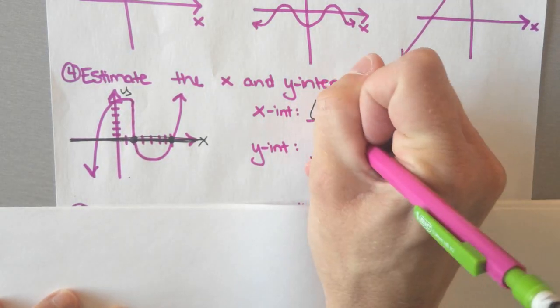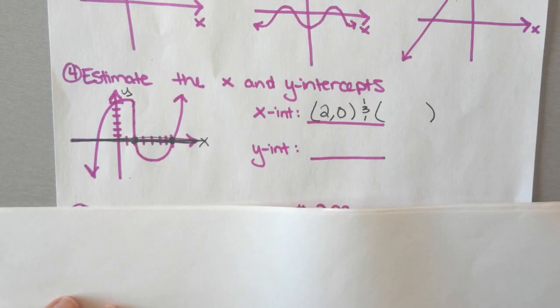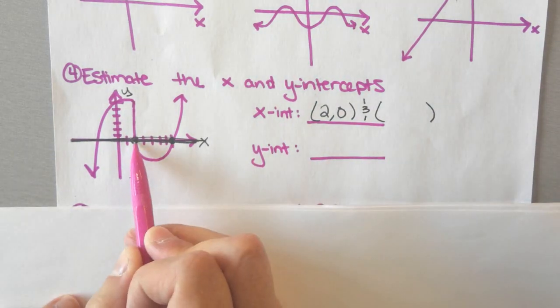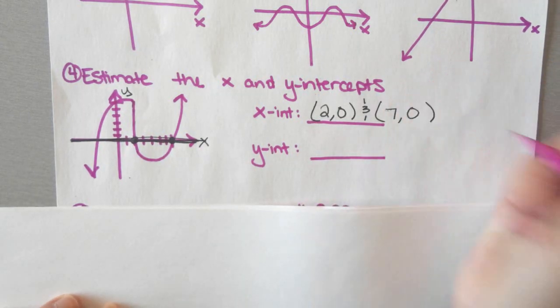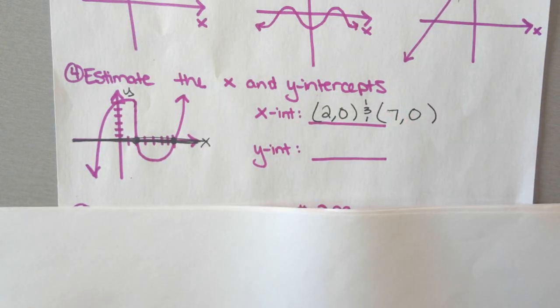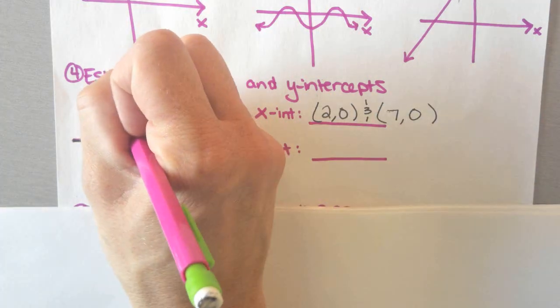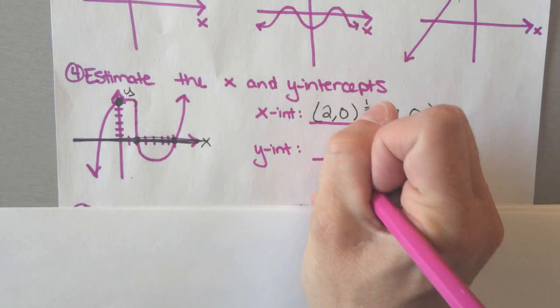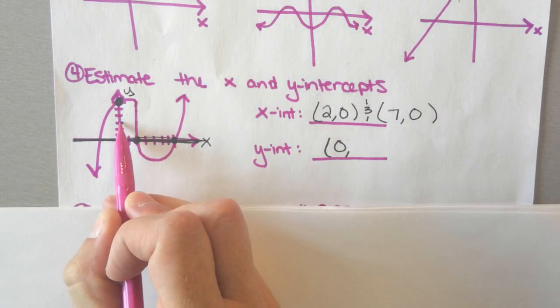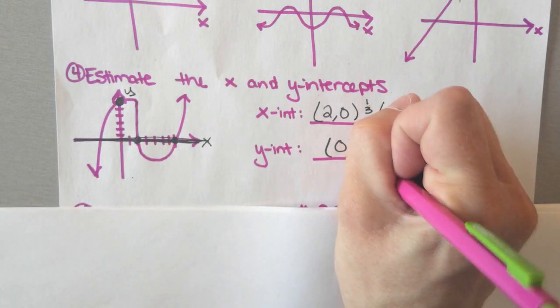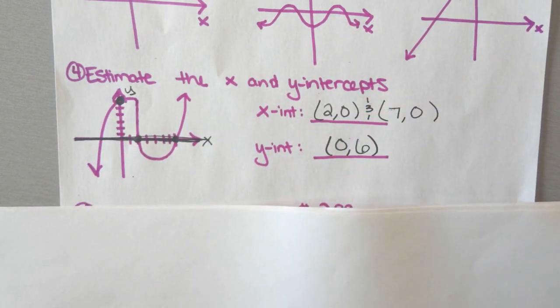2, 0 is one of them. And 7, 0, let me see. 1, 2, 3, 4, 5, 6, 7. I agree. 7, 0. Thank you, Isla. Okay, in terms of y, the y-intercept is where my graph would touch the y-axis. So this one is not left or right any, but how many is it up? Good. I need you guys to confirm it. You have those young eyes and you can count them better than I can.